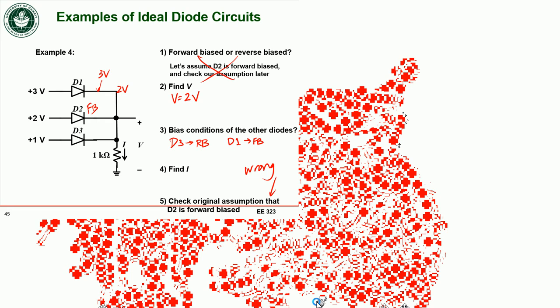And I have to reevaluate which diodes are in forward bias. Okay, so that's what happens if you make a wrong assumption, or it's an example of what happens if you make a wrong assumption. Any questions?